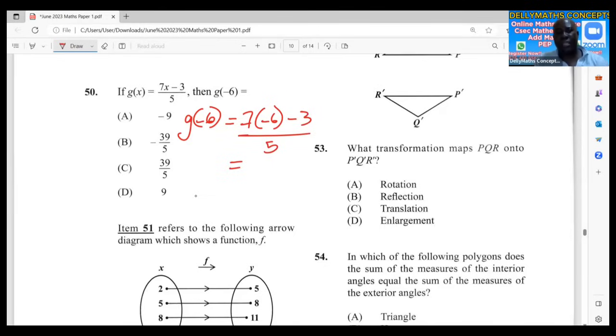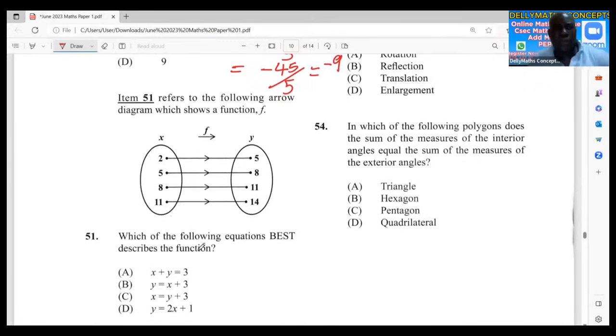7 times negative 6 is negative 42. There is already a minus 3 at the back, all over 5. Negative 42 minus 3 is negative 45. If you divide that by 5, the answer is negative 9. That is A.